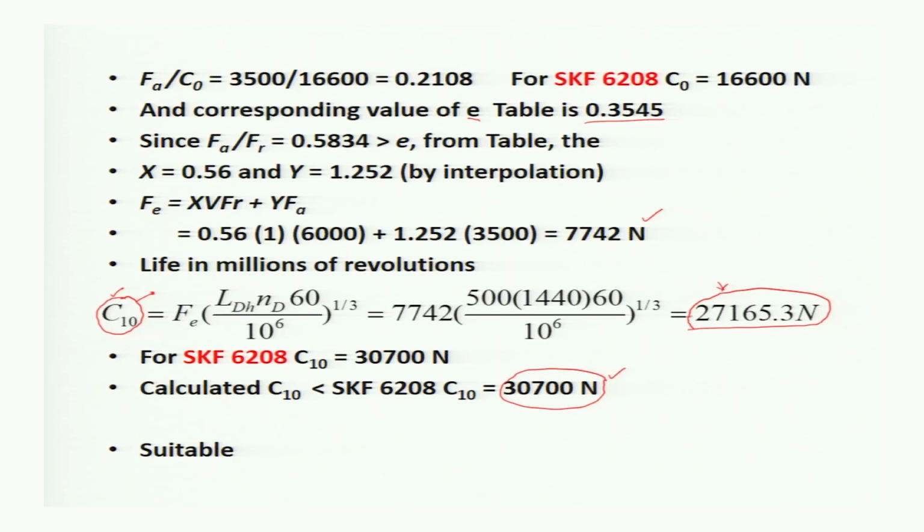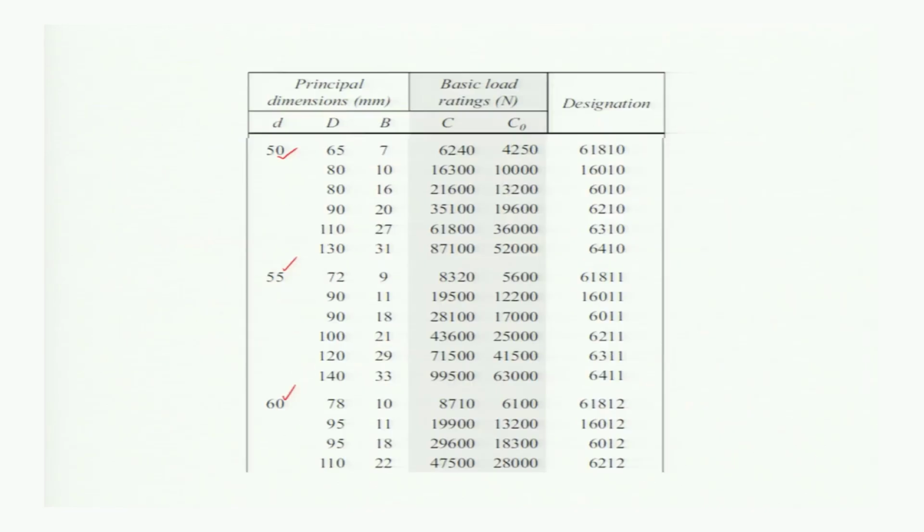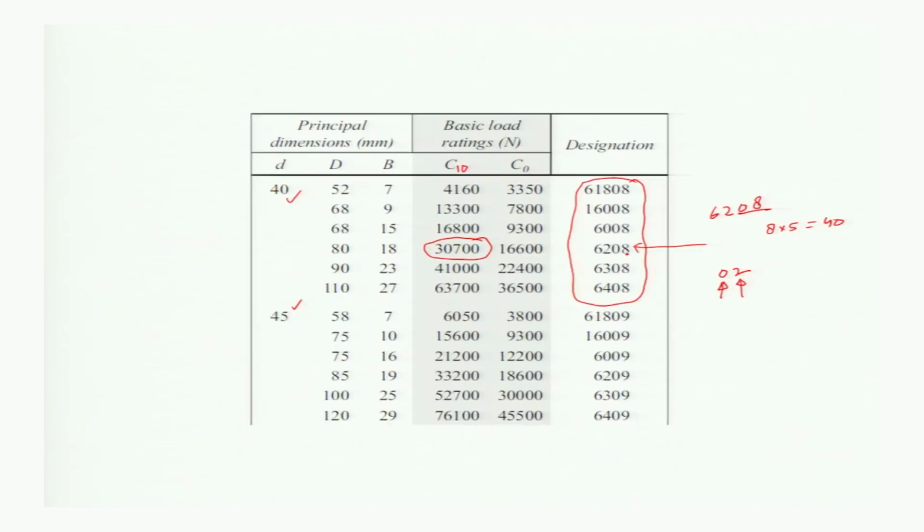Now, suppose the calculated value of C10 comes as greater than this 30700 dynamic load capacity of the selected bearing or the trial bearing, then we will repeat the iteration by selecting another bearing which has a higher dynamic load capacity. So, under 50 bore, this 6208 has dynamic load capacity equal to 30700. So, we will move to the bigger one where the dynamic load capacity is 41000.